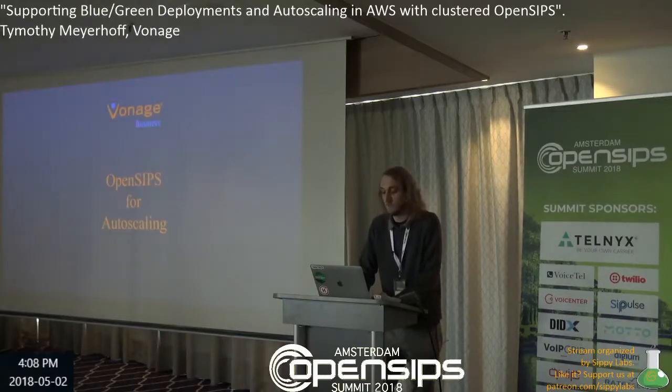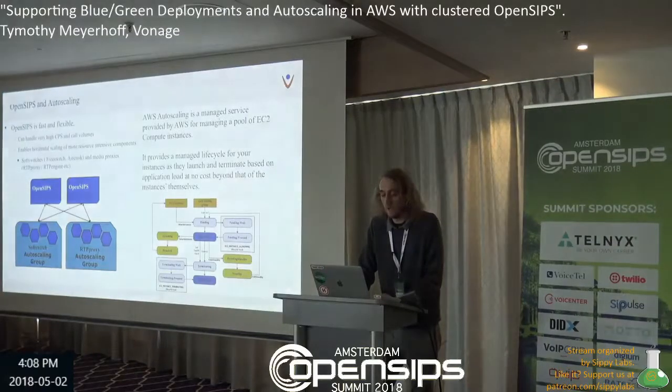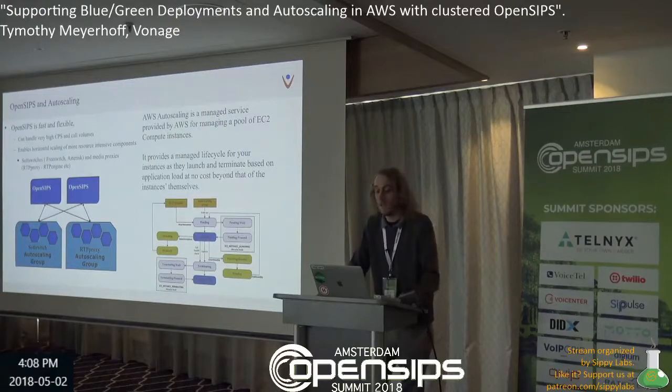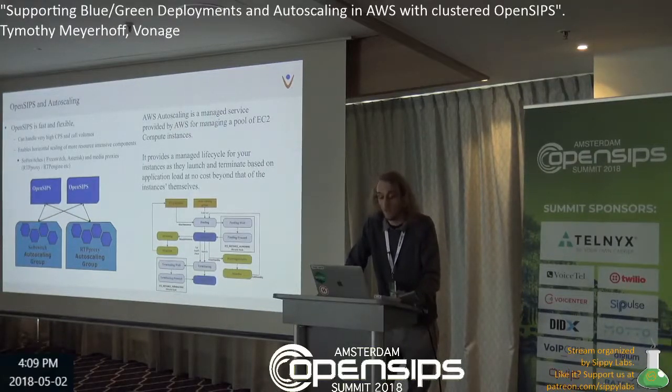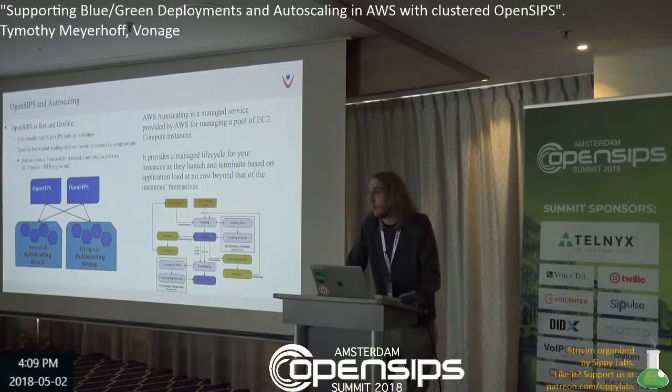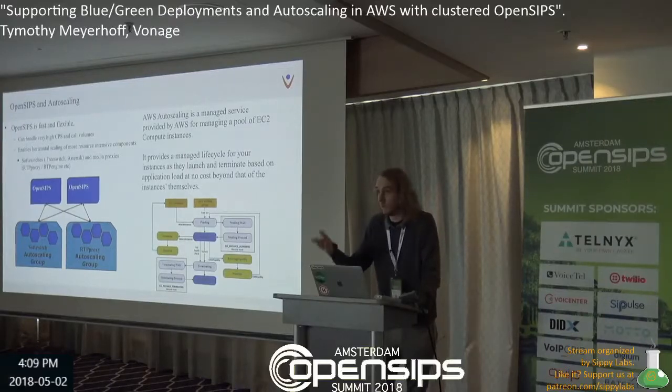And in the context of our next topic, that becomes really important, because what I want to do is use OpenSIPS to enable autoscaling. OpenSIPS can handle high CPS, high call volumes, and enables that great horizontal scaling that I think we all probably enjoy. So it's a great target for things like AWS autoscaling. It's a managed service that gives you a pool of compute instances with a managed lifecycle, so you can bring them in and out as your load comes in and out.